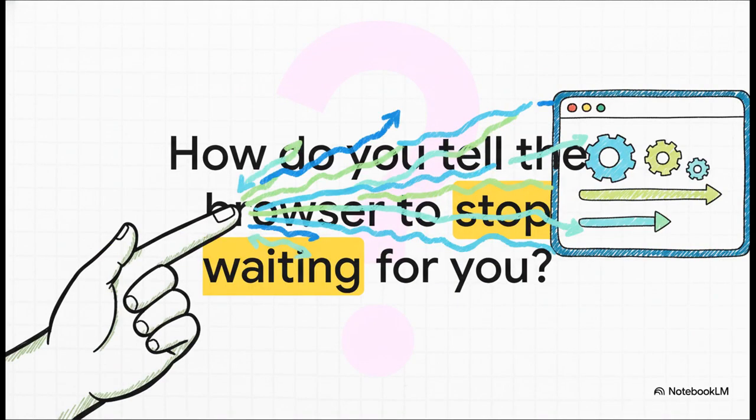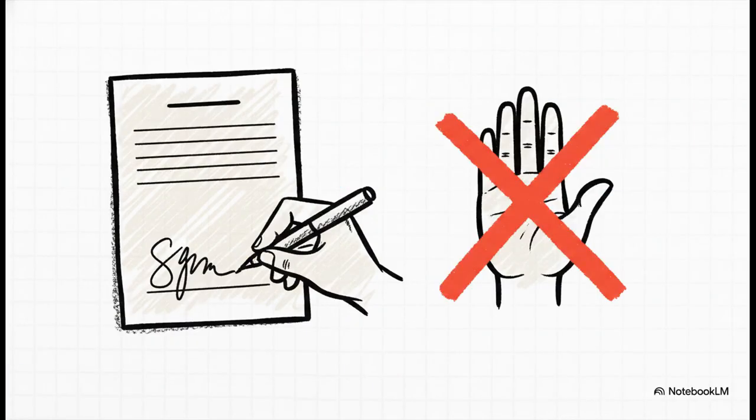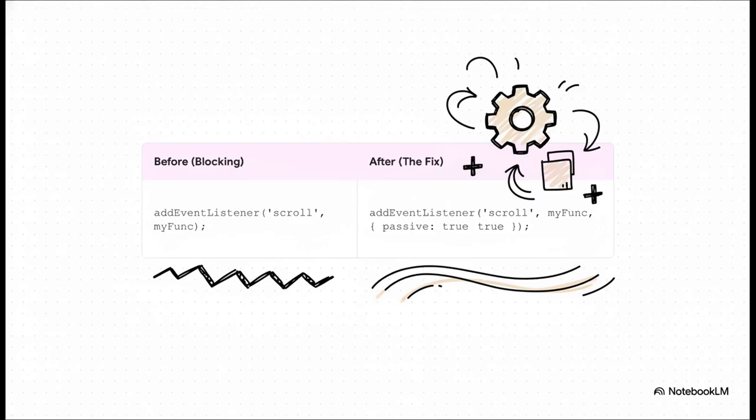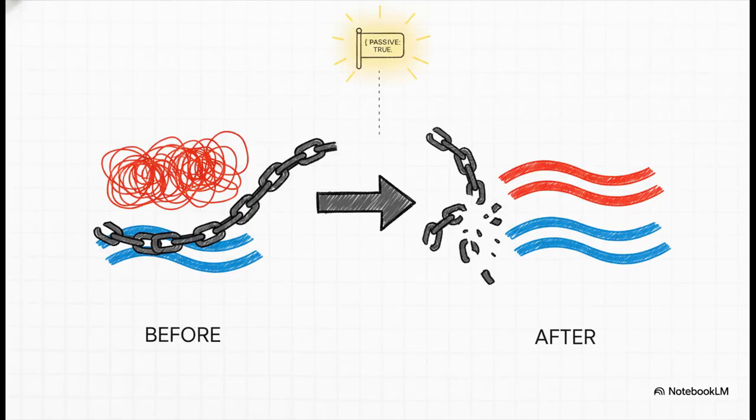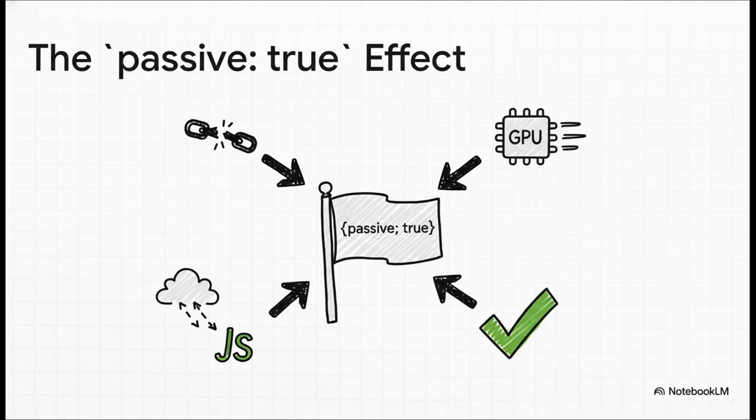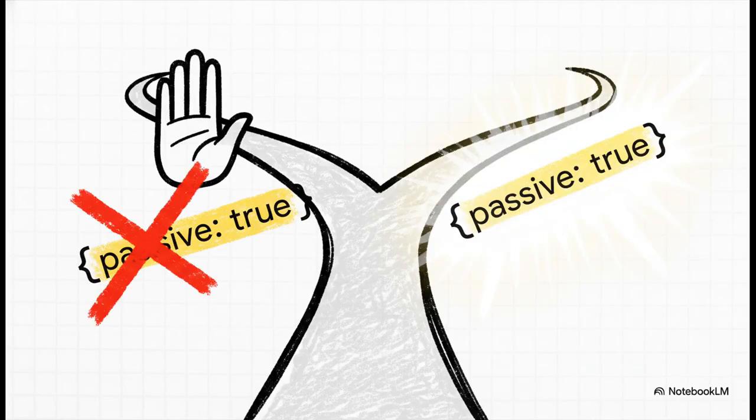So how do you tell the browser, hey, it's cool, you don't need to wait for me? You basically make a promise to the browser that you're not going to interrupt its scrolling. And you do that with this tiny little addition right inside your event listener. This one simple option, passive: true, literally changes everything. You're telling the browser the track is clear, so that train can just go full speed ahead. But if you actually need to stop the scroll, then you can't use this.